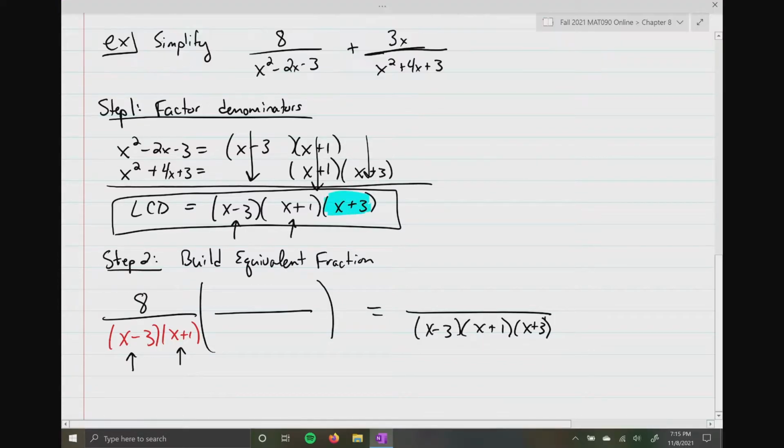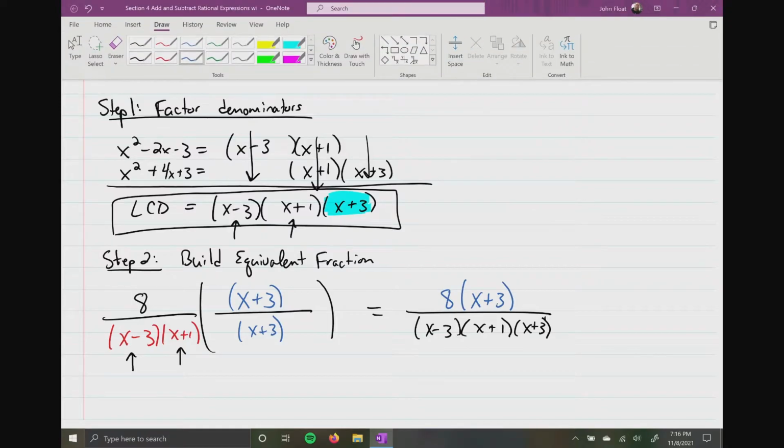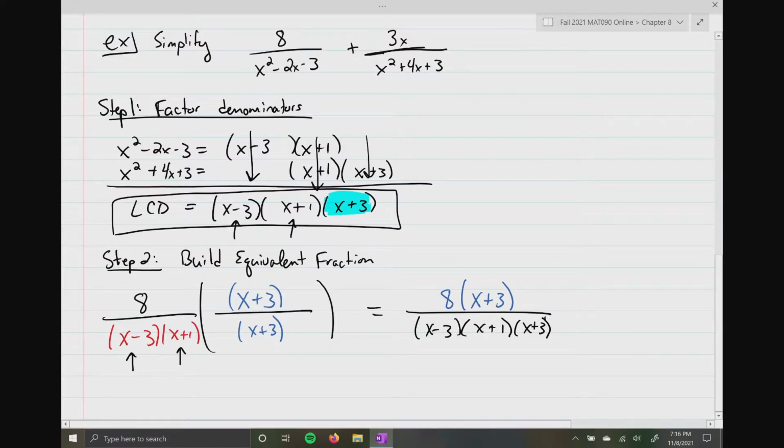is write x plus 3 with parentheses around it over x plus 3. I said times by accident. So now, notice you have the denominator that you wanted. The only thing you need to write is 8 times the quantity x plus 3. So here's our first equivalent fraction, okay? Now, we're going to do the same exact thing again, except for the second fraction.